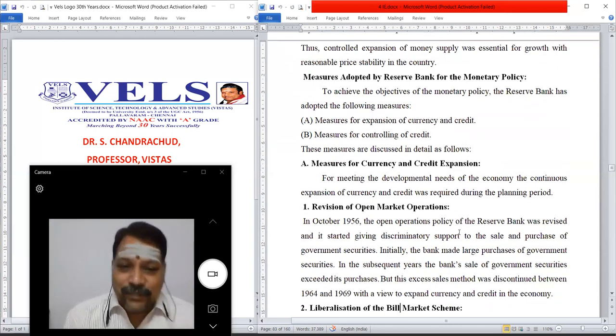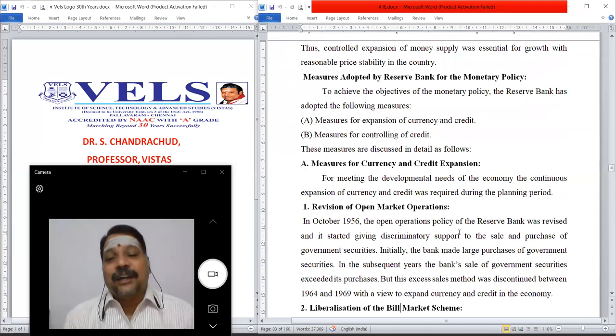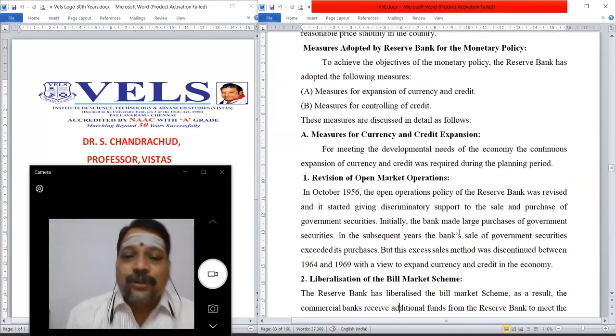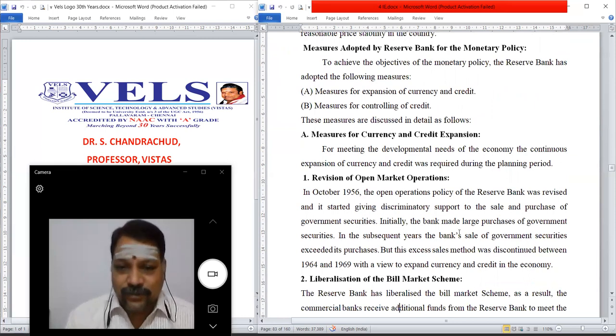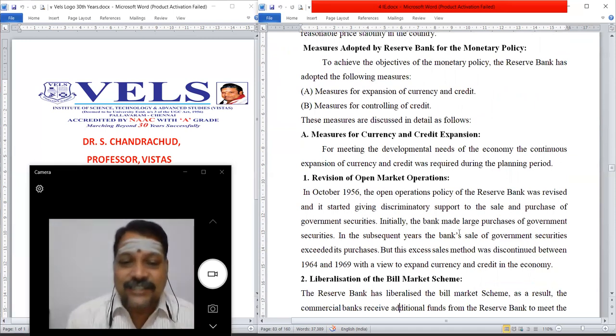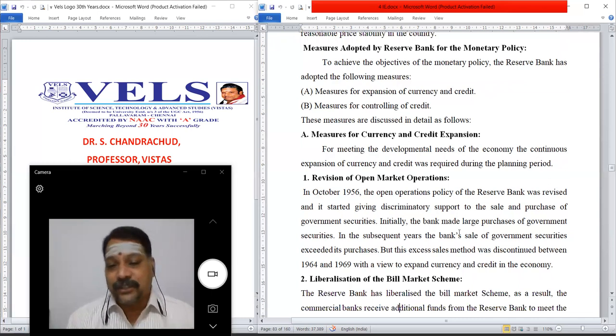For meeting the development needs of the economy, the continuous expansion of currency and credit was required during the planning period. The revision of open market operations is the right tool to increase the money supply. In October 1956, the open market operation policy of the Reserve Bank was revised and it started giving discriminatory support to the sale and purchase of government securities.